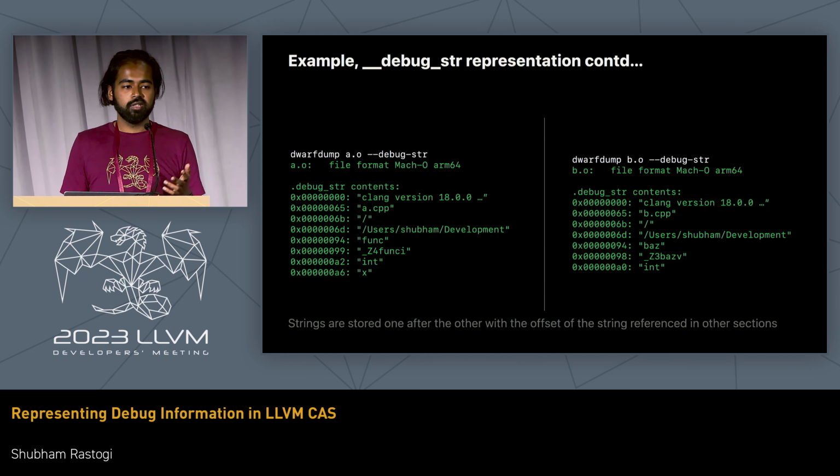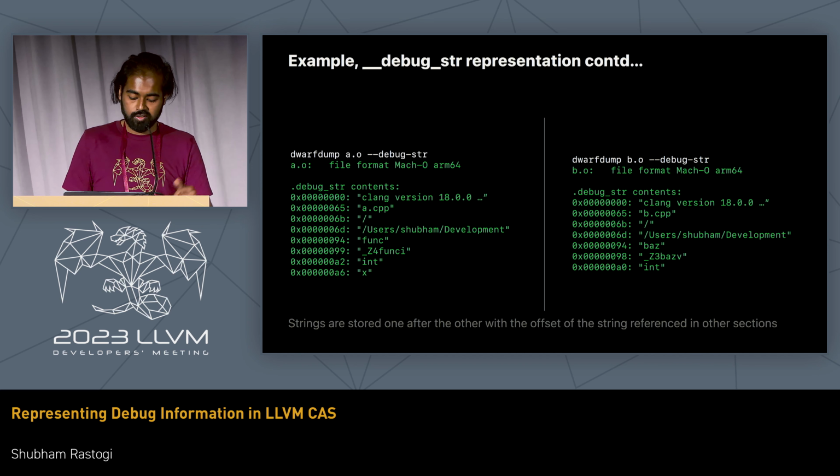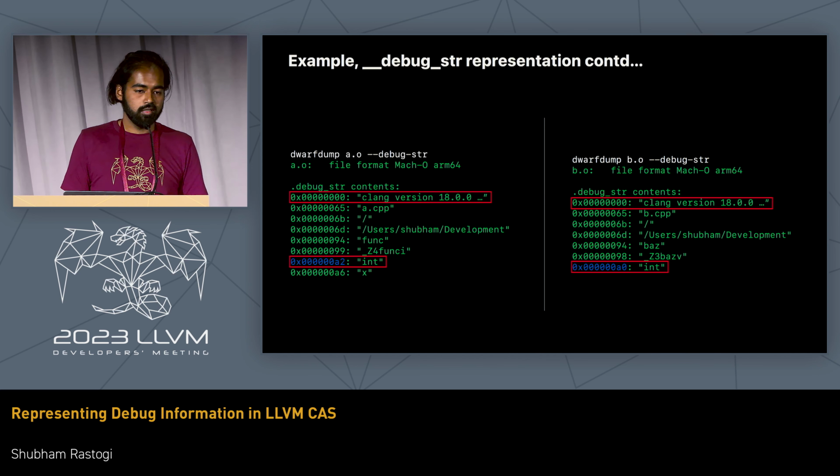The strings in the debug string section are stored one after the other, with the offset of the string in the section referenced in other sections. We can see that both object files have copies of redundant strings. For example, the compiler version is present in both object files, so you're storing redundant information. You can also see that some redundant information may not have the same offset in different translation units. The offset is not guaranteed to be the same across translation units, like the string that represents the data type int here.